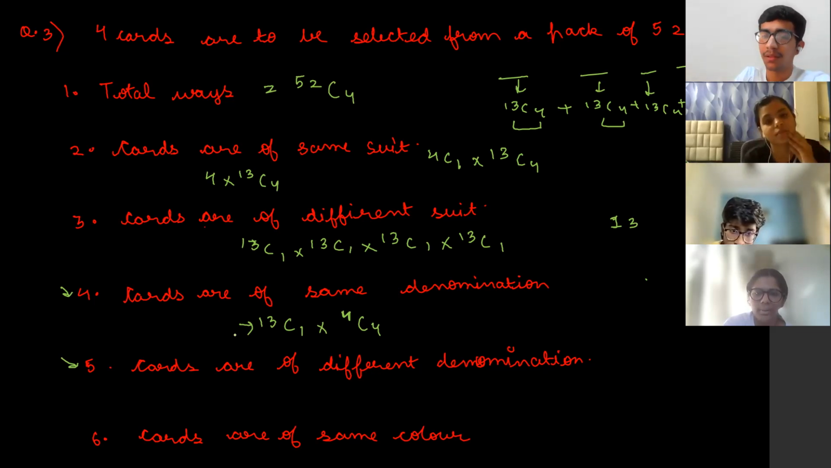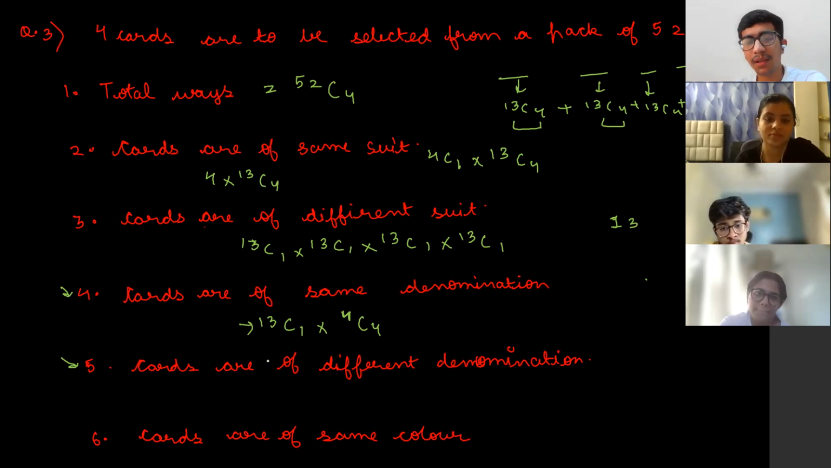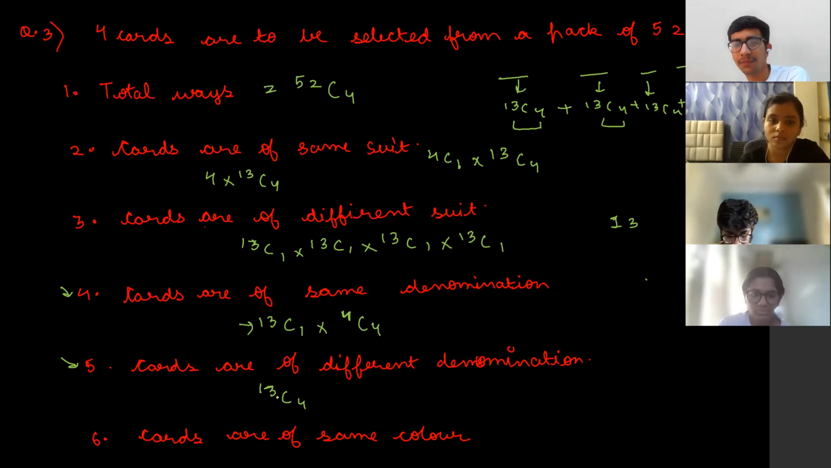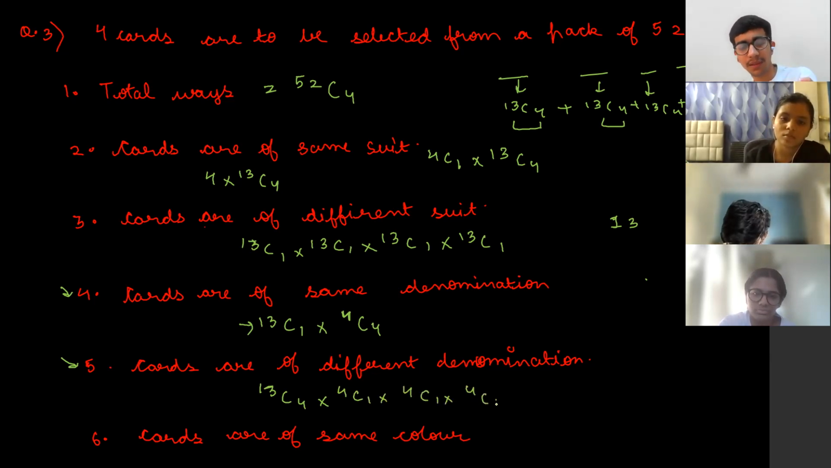I'll tell you. 13C1 से एक डिनोमिनेशन क्यों सिलेक्ट कर रहे हो? मेरे को 4 डिफरेंट डिनोमिनेशंस चाहिए, तो I'll do 13C4. I need हर कार्ड के लिए a different denomination, right? So 13C4 से I select that. अब 4 डिनोमिनेशंस मैंने सिलेक्ट कर लिए, उनमें से कार्ड पिक करता हूँ. 4C1 से पहला कार्ड पिक कर लिया कोई एक डिनोमिनेशन से, 4C1 से दूसरा कार्ड पिक कर लिया, तीसरा कार्ड भी ऐसे पिक कर लिया, एंड फोर्थ कार्ड भी ऐसे पिक कर लिया. Understood. Okay, sir.